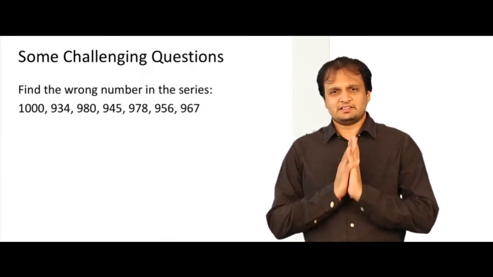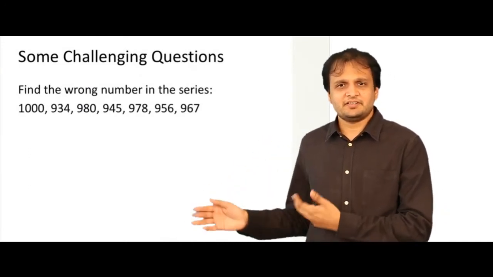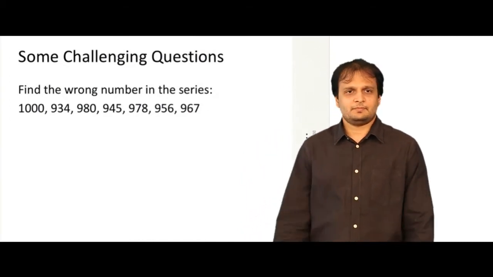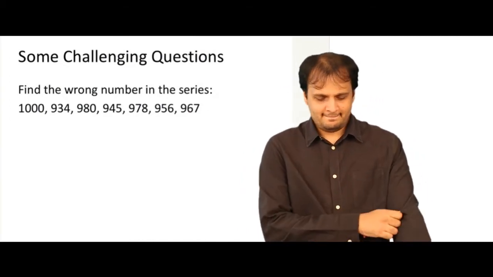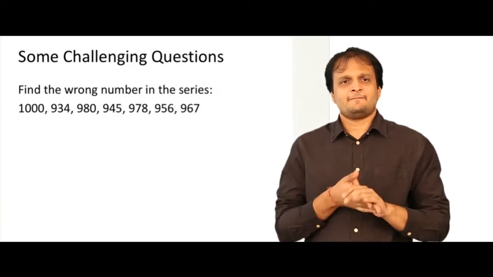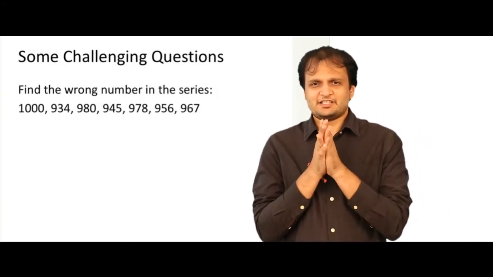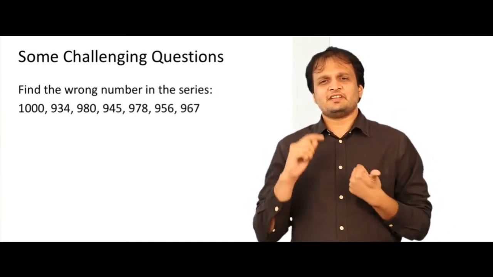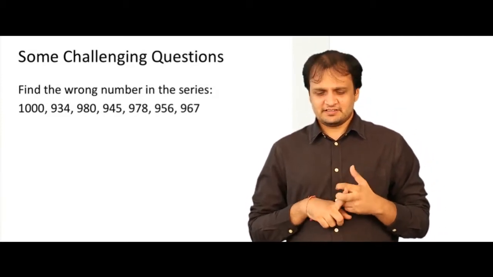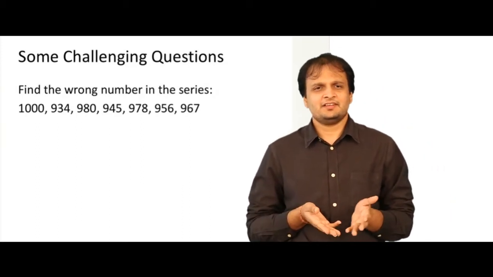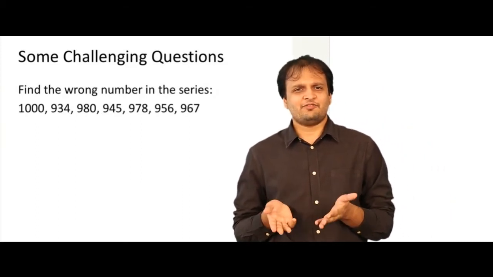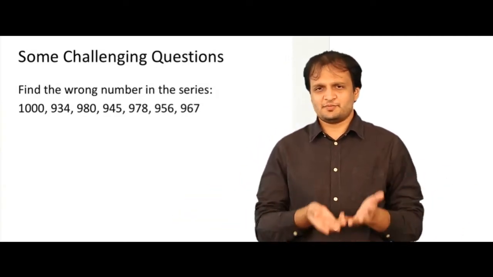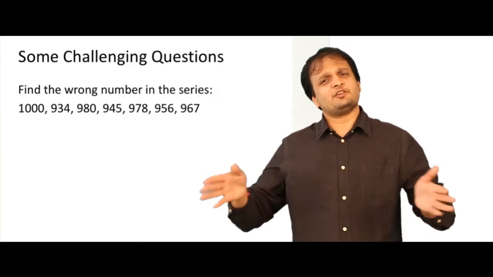Find the wrong number in this series. Give it a minute and then we will start. Okay, let's begin. Step 1. What is step 1? Figure out whether it is addition series, multiplication series, square series. Look at the numbers. 1000, 934, 980, 945, 978, 956, 967. Everything is in 900s, more or less, right? So the numbers are very close to each other.